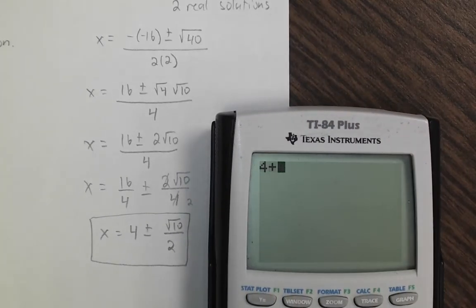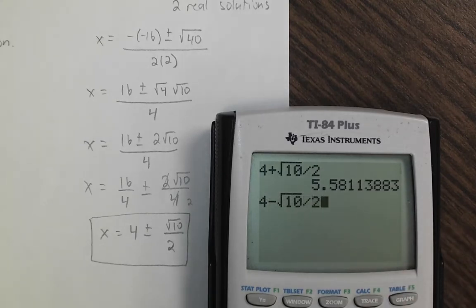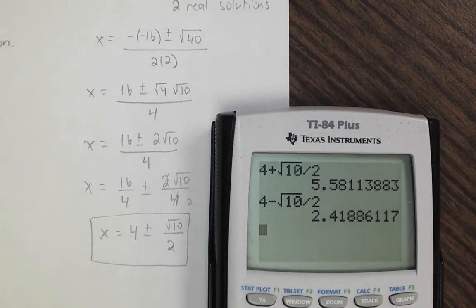So we would have 4 plus root 10 divided by 2. So that's about 5.6, and then you'd have 4 minus root 10 divided by 2, and that's 2.4. So those would be your two approximate answers of where that graph would cross. And you can always type it in to look at it too and make sure that it matches up.